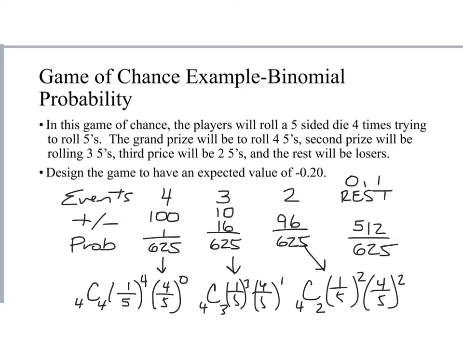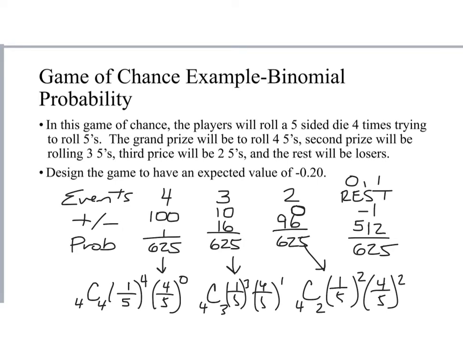And the 2 fives, which is a 96 out of 625, that's about 1 in every 6 times. So I'm just going to give a gain-loss of 0, which means they're just getting their money back, and the rest would be losers, so they're losing $1.